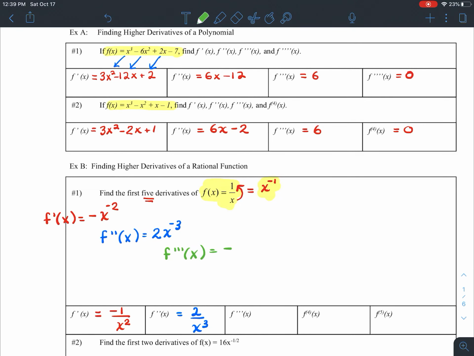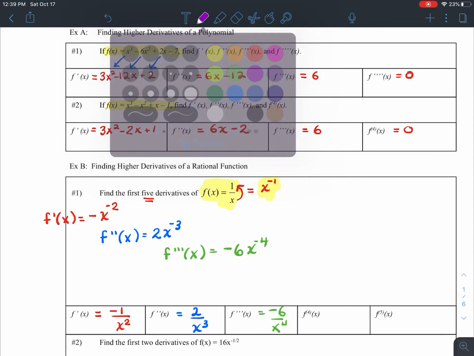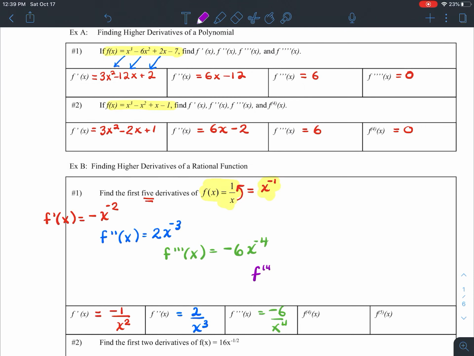All right, now we're going to go to the third derivative, but we're going to look back at our step right here where it's already pulled up to the numerator. That's going to be -6x to the -4th. Then we'll set it back down in the bottom. All right, now we are to the fourth derivative. Looks like that'll be 24x to the negative 5th, setting it in the bottom. And then finally, the 5th derivative.